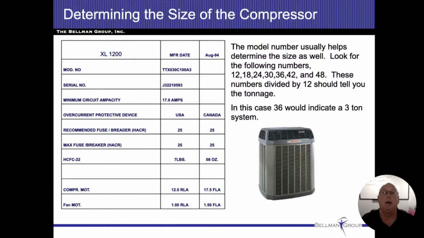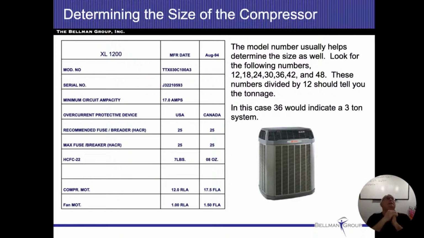All right. Now, since we got the data plate up here, I'd like to go over a few other pieces of information that we can get out of this. All right. Now, I believe this is a Trane, the XL 1200. That's a Trane model out there. And they've been actually very good about typing the manufacturer's date in the upper right-hand corner of these data plates. So this one right here was manufactured August of 94.